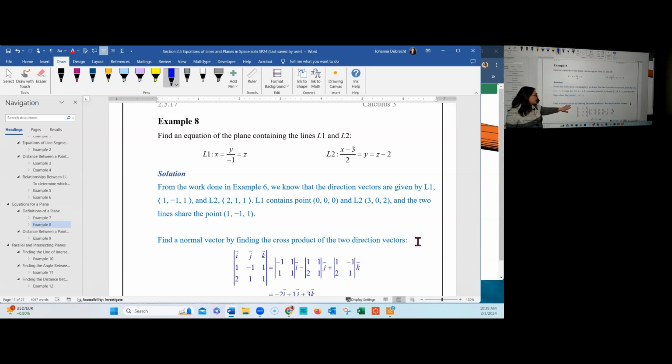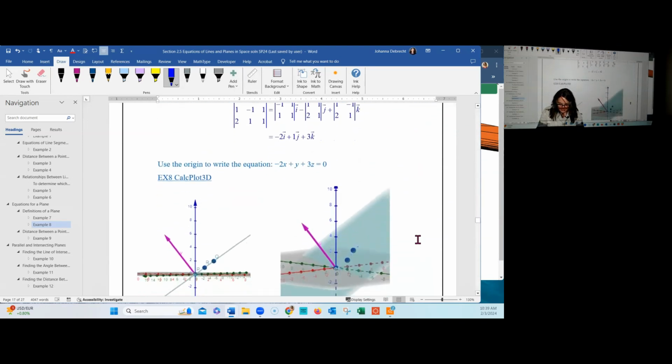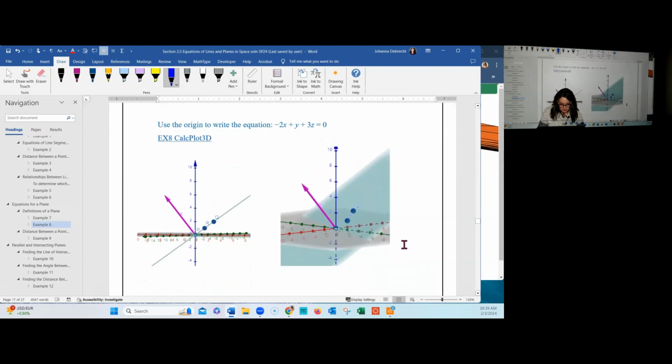So we can find a normal vector by finding the cross product of the two direction vectors. The lines lie within the plane. So if we cross their direction vectors, we should get something that's normal to the plane. So in this case, I did expansion by the first row again, which gives us a normal vector, and you can see this one here.